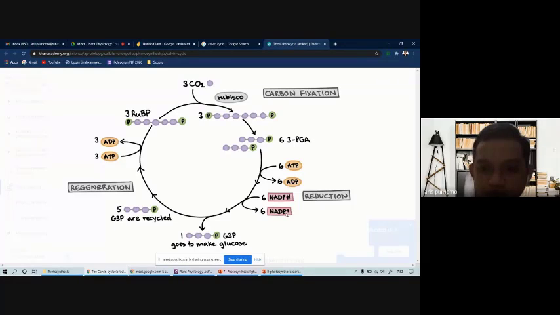The phosphate here is already used in the reduction process, and NADPH becomes NADP+. ADP and NADP+ will be the substances required by the light dependent reaction to make ATP and also NADPH.